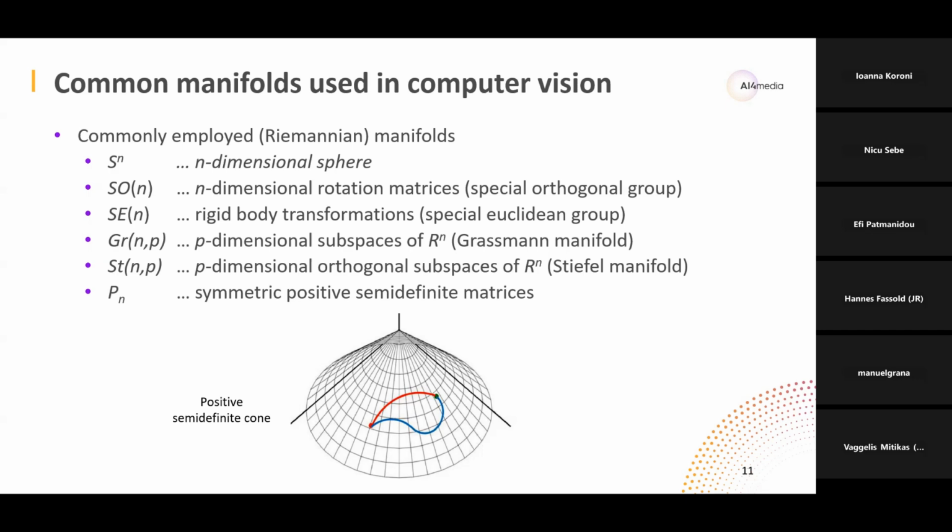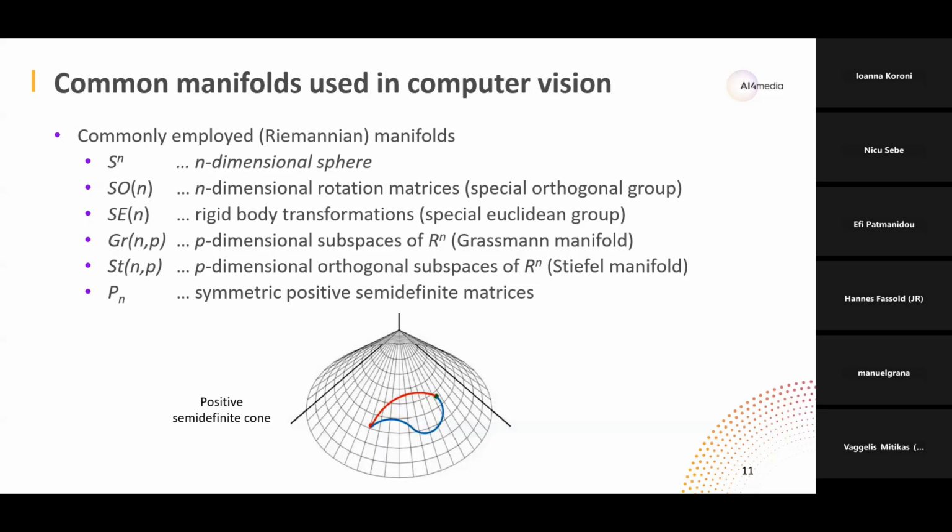And of course, the symmetric positive semi-definite matrices are also building a Riemannian manifold, which is usually denoted Pm. And these SPD matrices are building this positive semi-definite cone.